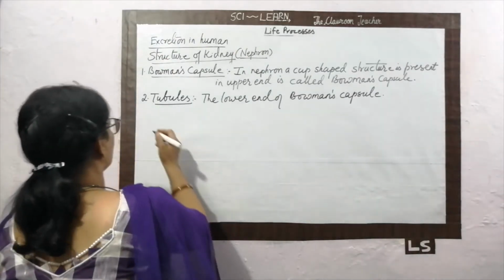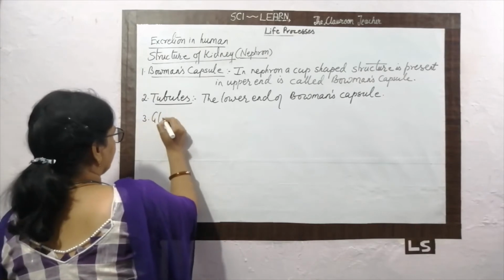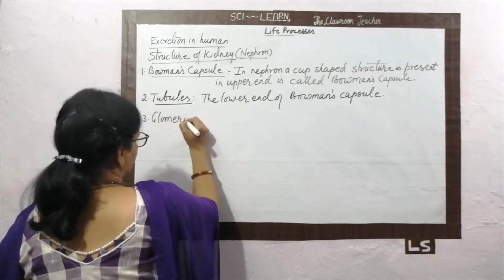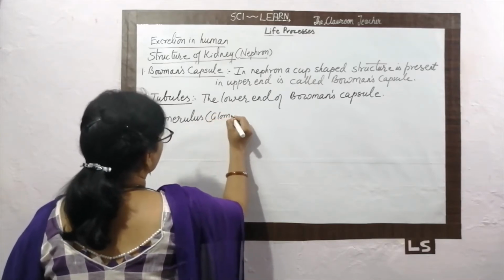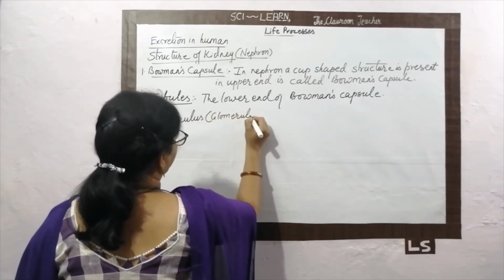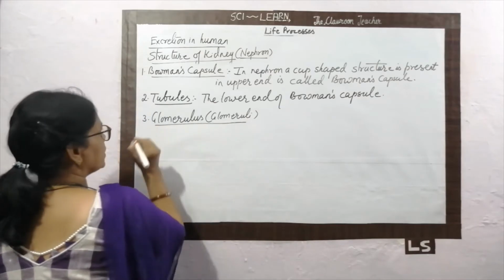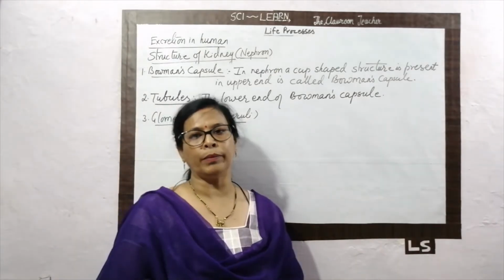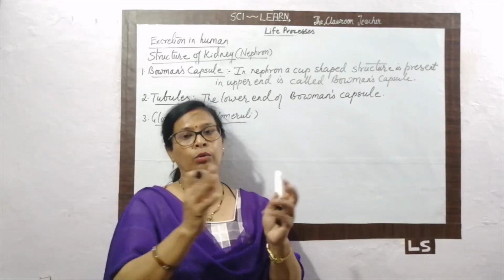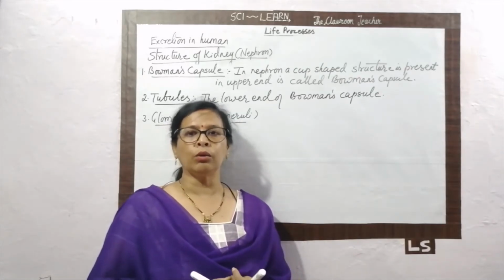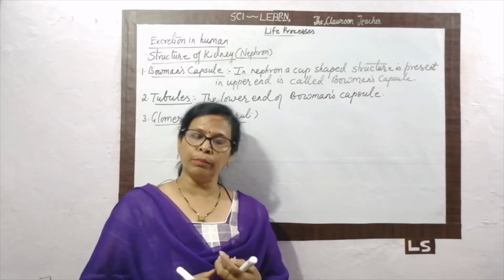Next is the glomerulus. Glomerulus is singular. In plural, we call it glomeruli. We are going to study a single nephron, and a group of glomerulus is called glomeruli. What is glomerulus?